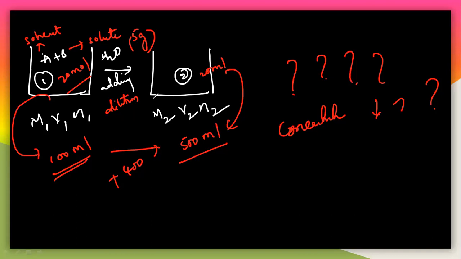So the 20 moles are present more concentrated in the first one, that is 100 ml. So you can understand that on dilution, the molarity decreases. The molarity decreases. So remember that. On dilution, the molarity is decreasing.